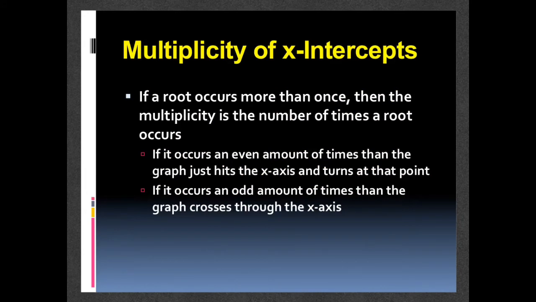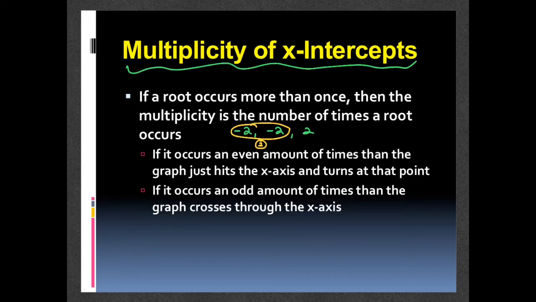Okay, so this is why it's important if you see a root twice: the multiplicity of the x-intercepts. If a root occurs more than once, then the multiplicity is the number of times a root occurs. So if you look back on the example we just had, we had negative 2, negative 2, and 2, which means the multiplicity on negative 2 is actually 2 because there are 2 times in which that's an answer.